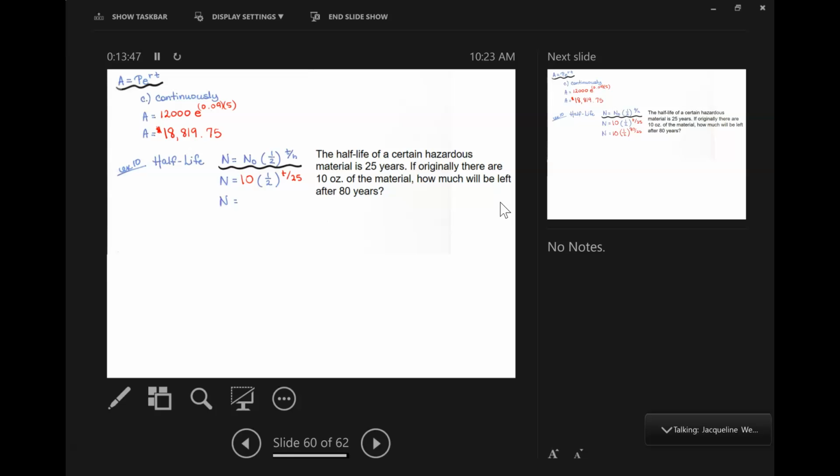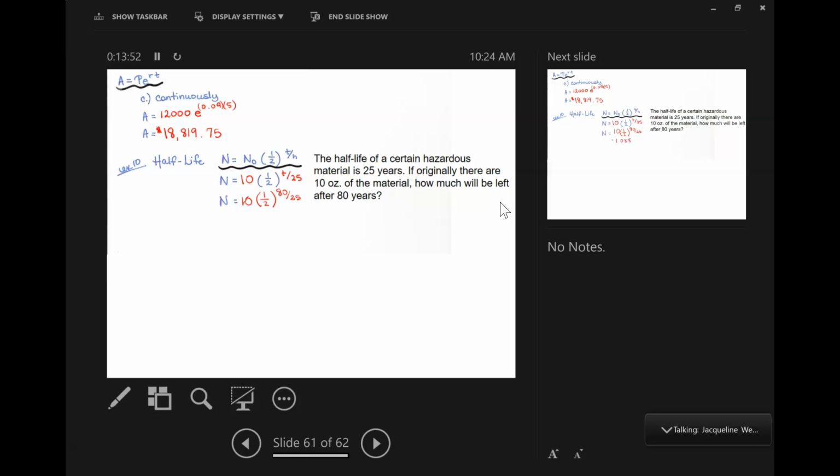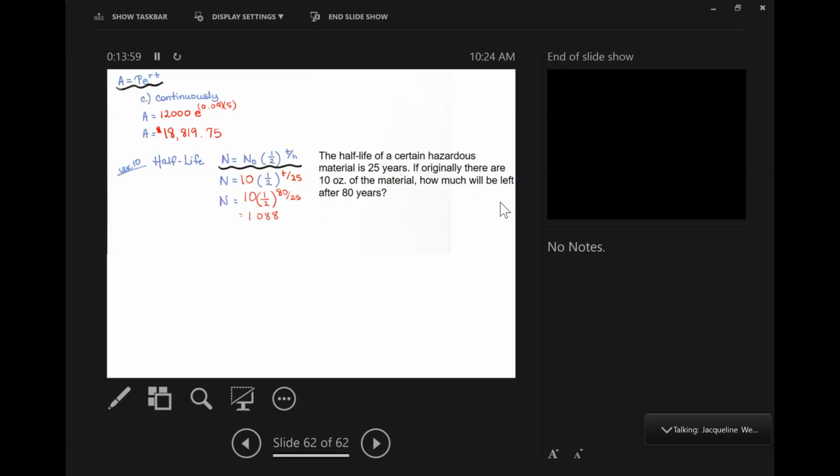H is the half-life time. That's how long it takes to cut in half. So for us, our time is 80 and our half-life time is 25 years. All right? So basically, there is still going to be more than an ounce of that left after 80 years, right? So again, that has to do with all kinds of environmental applications as well. So again, you can see how this content is so relevant to all of the different things that we've talked about today. All right.